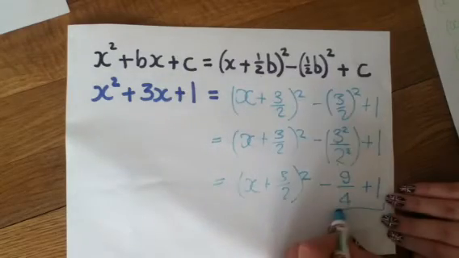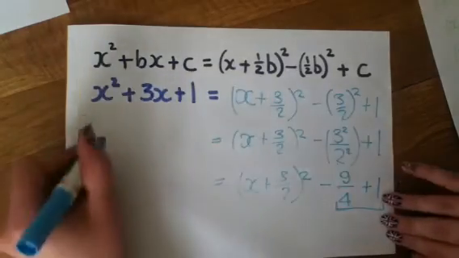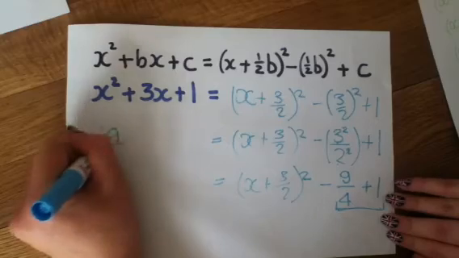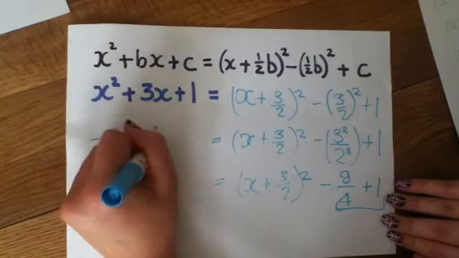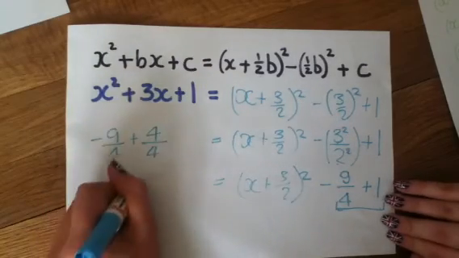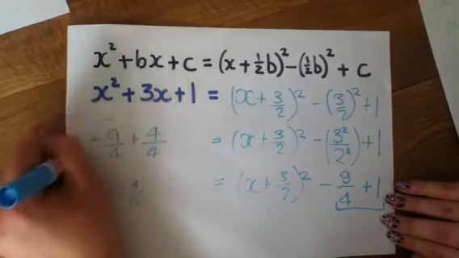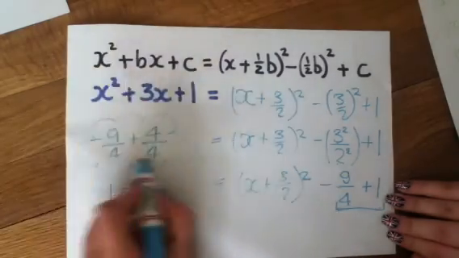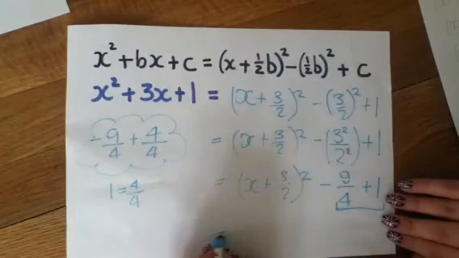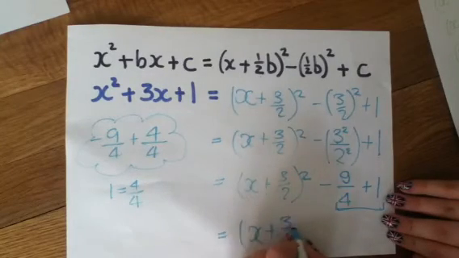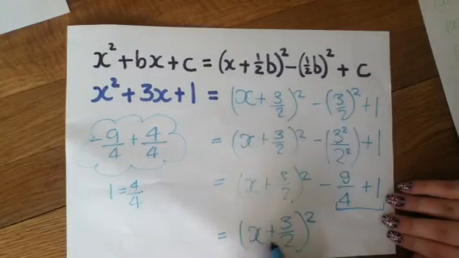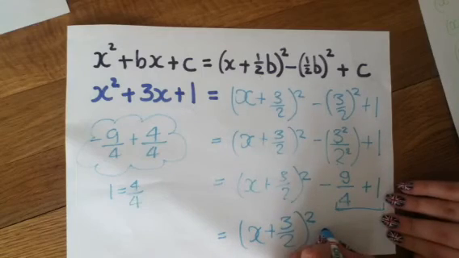And here we want to try and work this out, and the best way of doing this is to write minus 9 over 4 plus 4 over 4. Of course we know that 1 is equal to 4 over 4. And this will just help us to work this out far easier. So this in total, our answer is x plus 3 over 2 all squared minus 5 over 4.